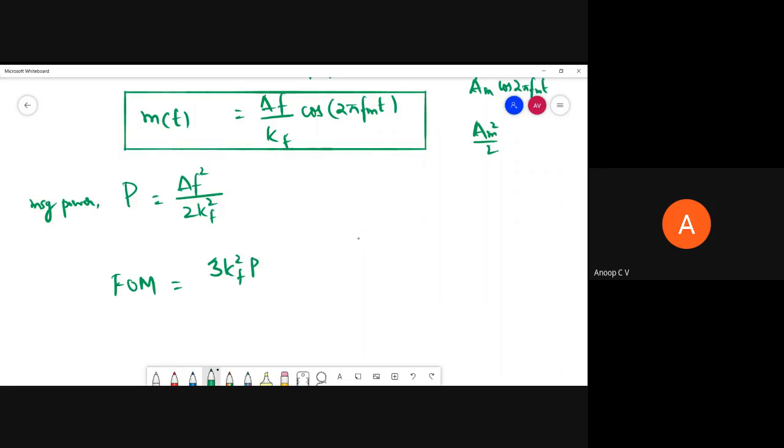Still, we don't know what kf is, but if we substitute for p in this expression, this kf will get cancelled. So even if kf is not given, we can manage without kf. 3 kf square p divided by w. So it will be 3 kf square. Instead of p, you can write delta f square divided by 2 kf square, and instead of w, you can write fm. So this kf square and kf square get cancelled.